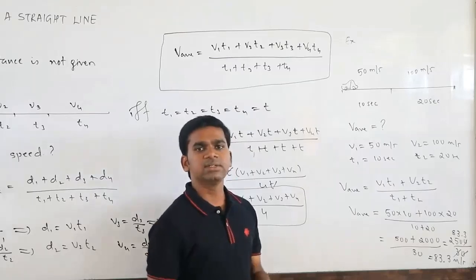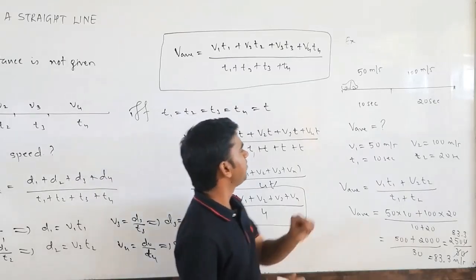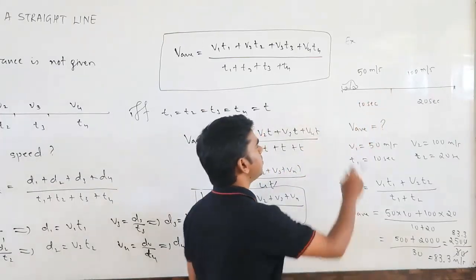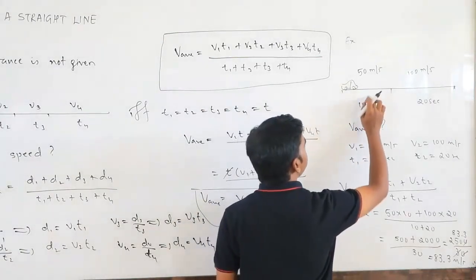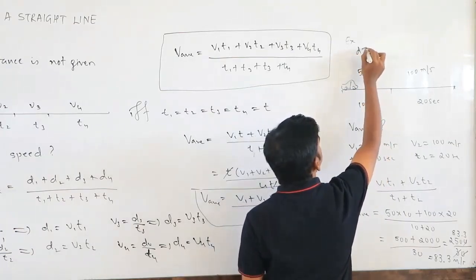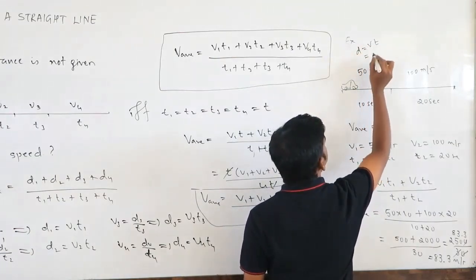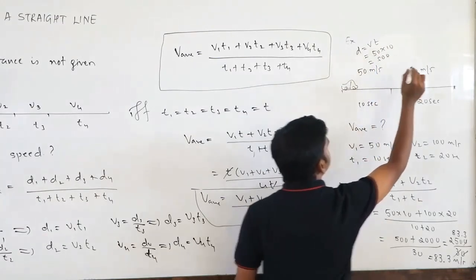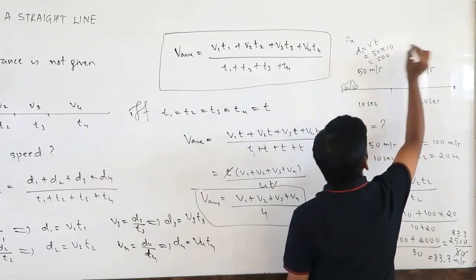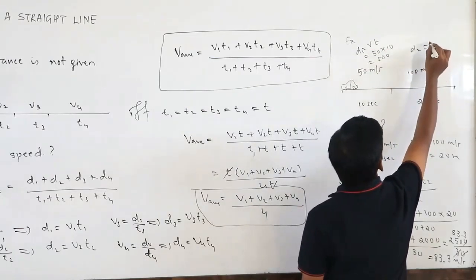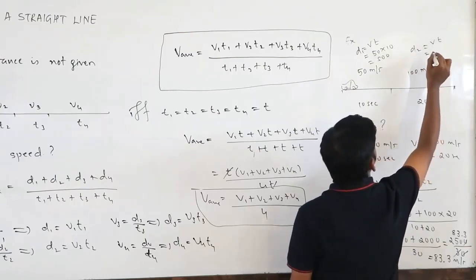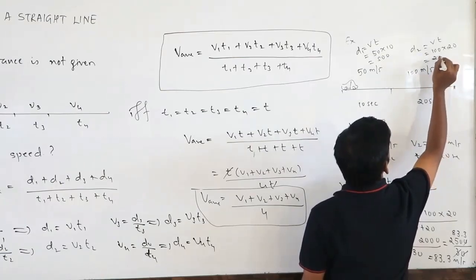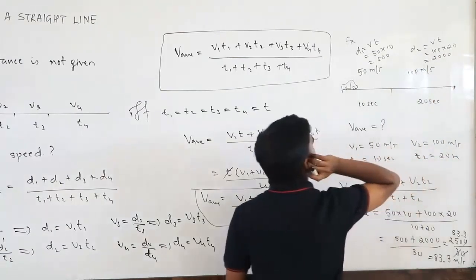Now they may ask, this is a possibility I am telling, what is the total distance? So from this, can you calculate the distance d? d is v into t. What is v? 50 into 10, so this is 500. Here d2 is v2 into t, that is 100 into 20, so this will become 2000.